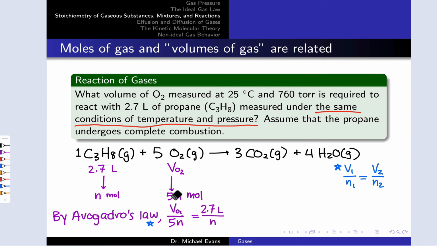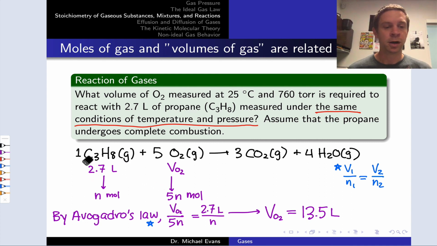V of O2 divided by 5N moles of O2 equals 2.7 liters divided by N moles of propane. At this point, we can see that the only unknown is actually the volume of O2, since multiplying through by N would divide out N on one side of the equation or the other. So we can solve for the volume of O2 at this point, and it comes out to 13.5 liters, and of course this is simply 5 times the volume of propane used. The volume ratio of O2 to propane is 5 to 1, just like the molar ratio of O2 to propane. That's the beauty of Avogadro's law. It allows us to use volume as a kind of stoichiometric counting unit.